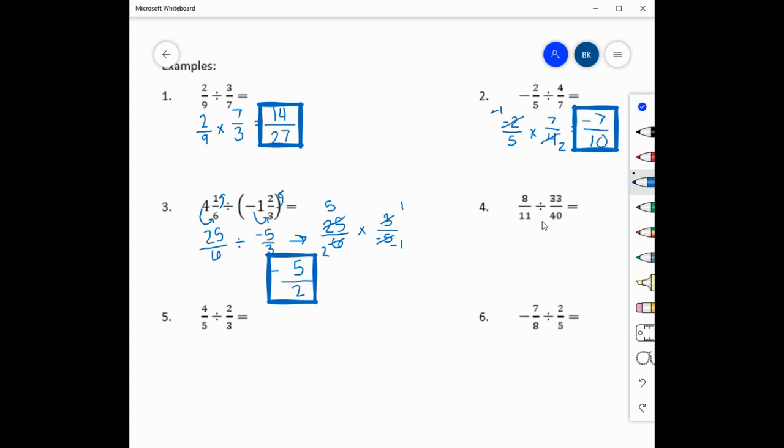The next one, we have to change it. We get 8 over 11 times 40 over 33. Now multiply straight across. 8 times 40 is 320. And 11 times 33 is 363.